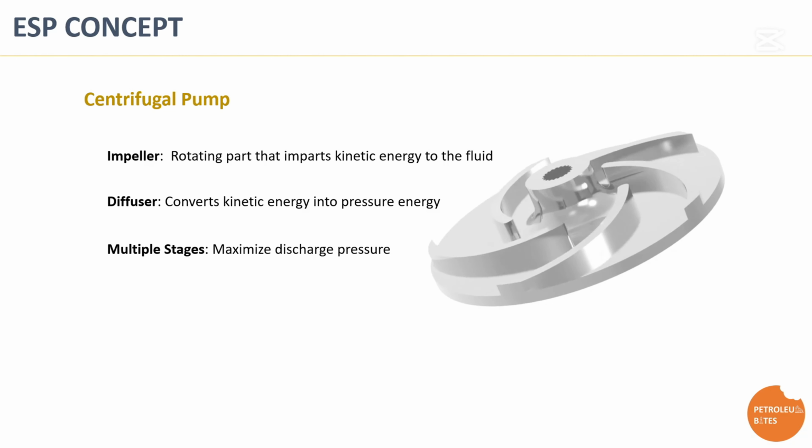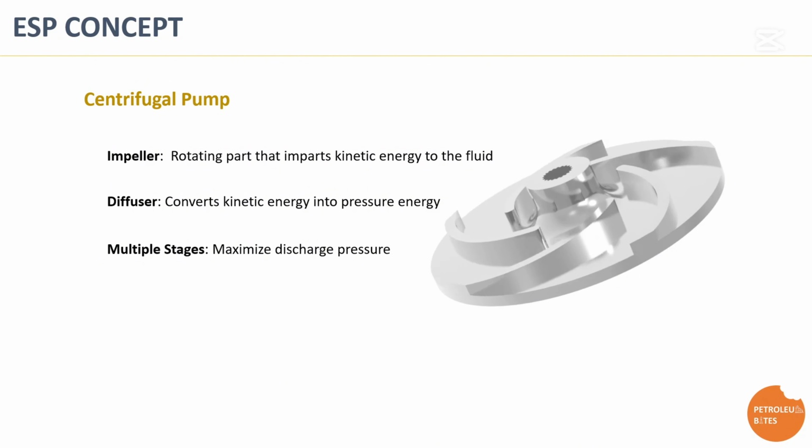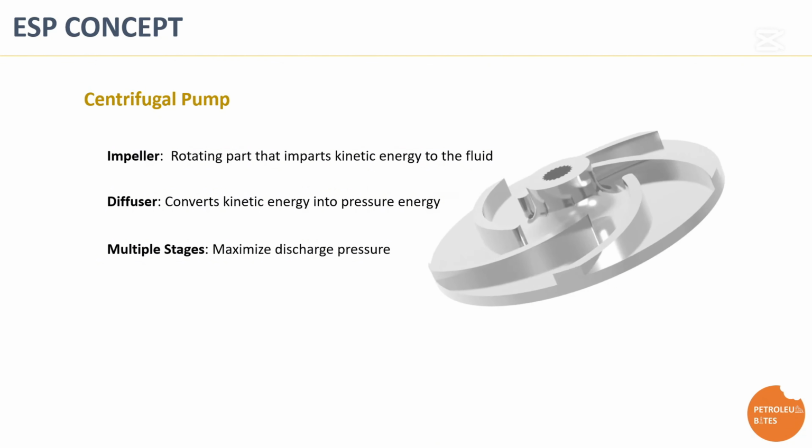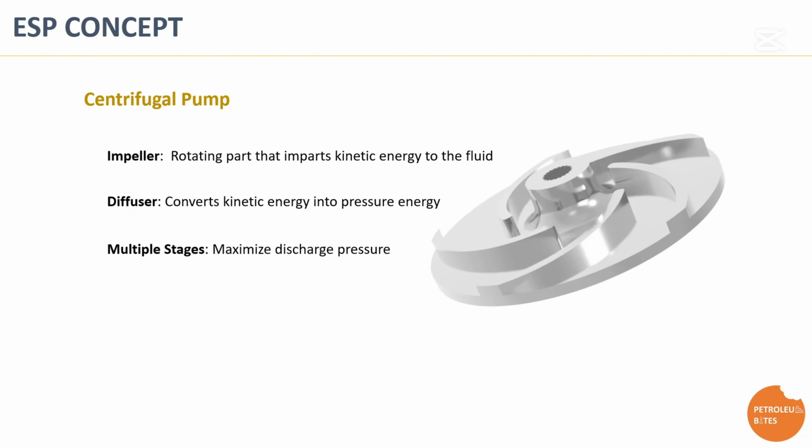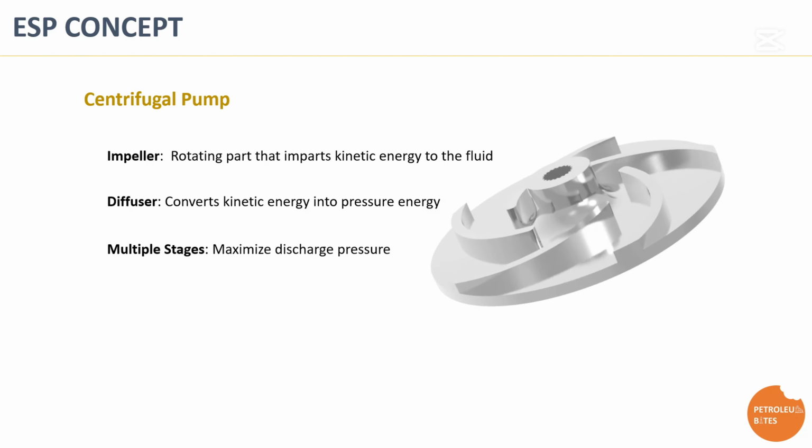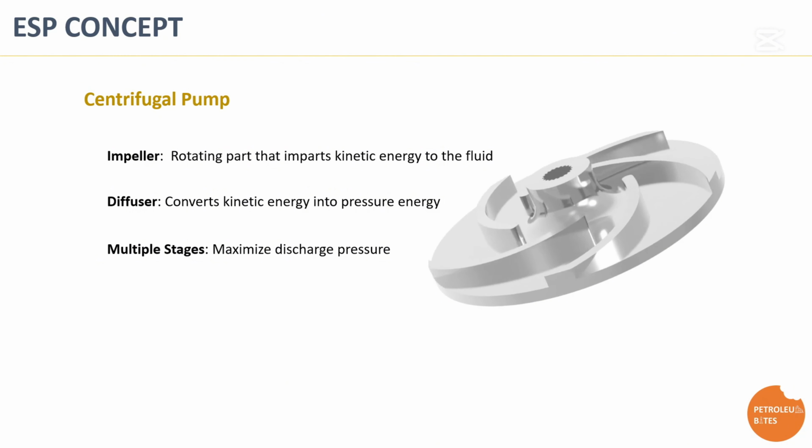This process occurs across multiple stages, with each stage consisting of an impeller and diffuser pair. This gradual progression of pressure increase ensures the fluid reaches the required discharge pressure for efficient lift to the surface.